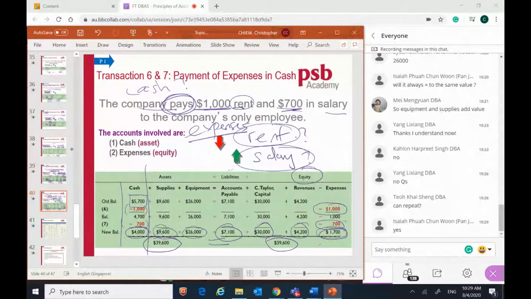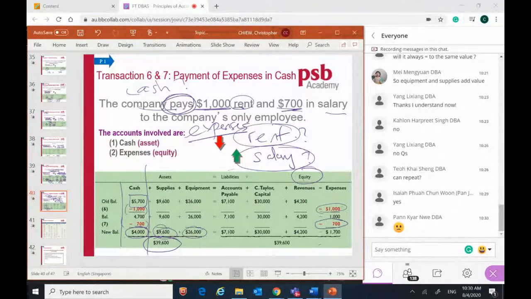All right, now at this stage, I want to highlight something. Now, can you see your expenses, your rent minus 1,000, your salary minus 700. Now, why is there a minus sign? The minus sign doesn't mean that your expenses go down. Your expenses always increase, always go up. But why the minus sign? The minus sign only shows you that when there are expenses, the value of the owner's equity will drop.